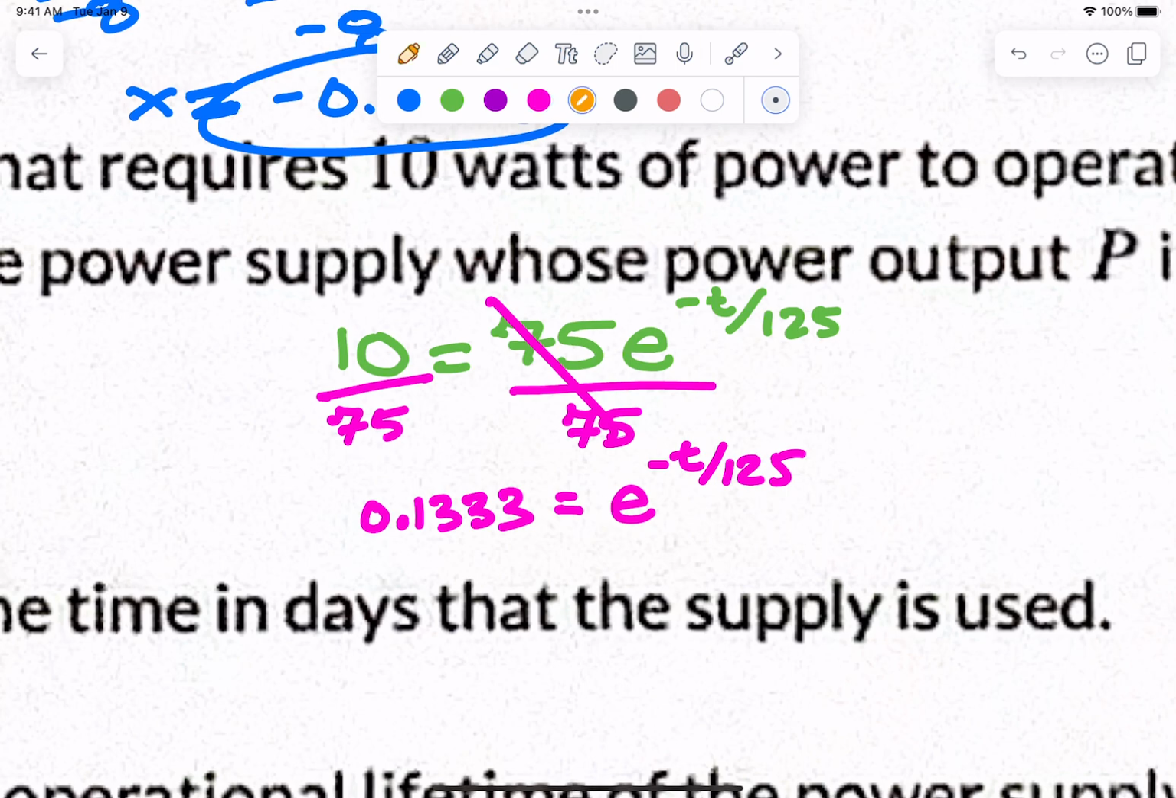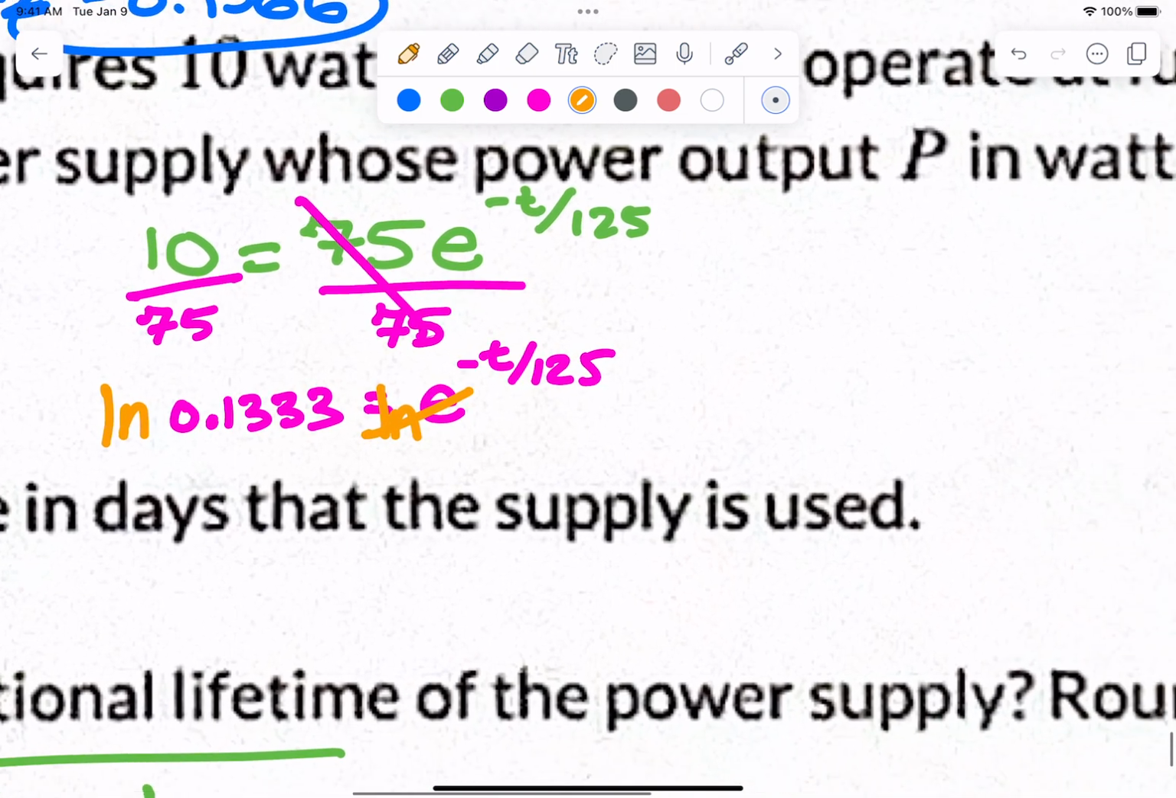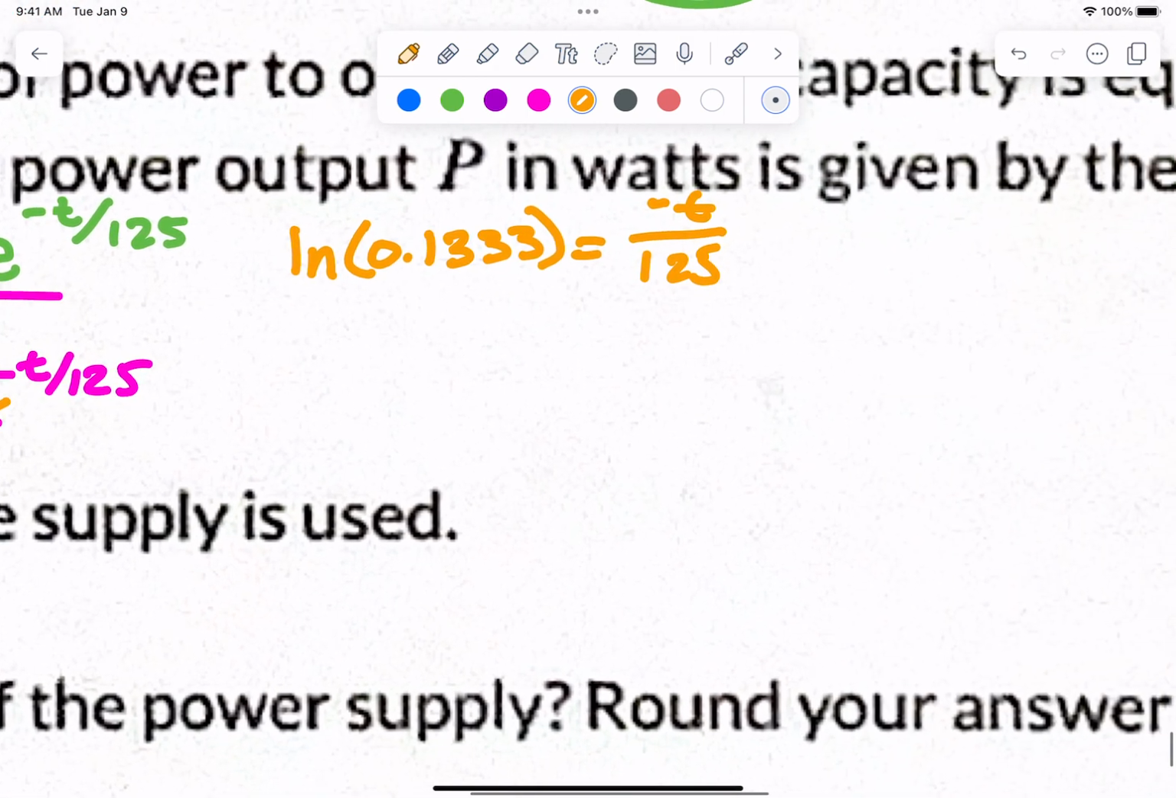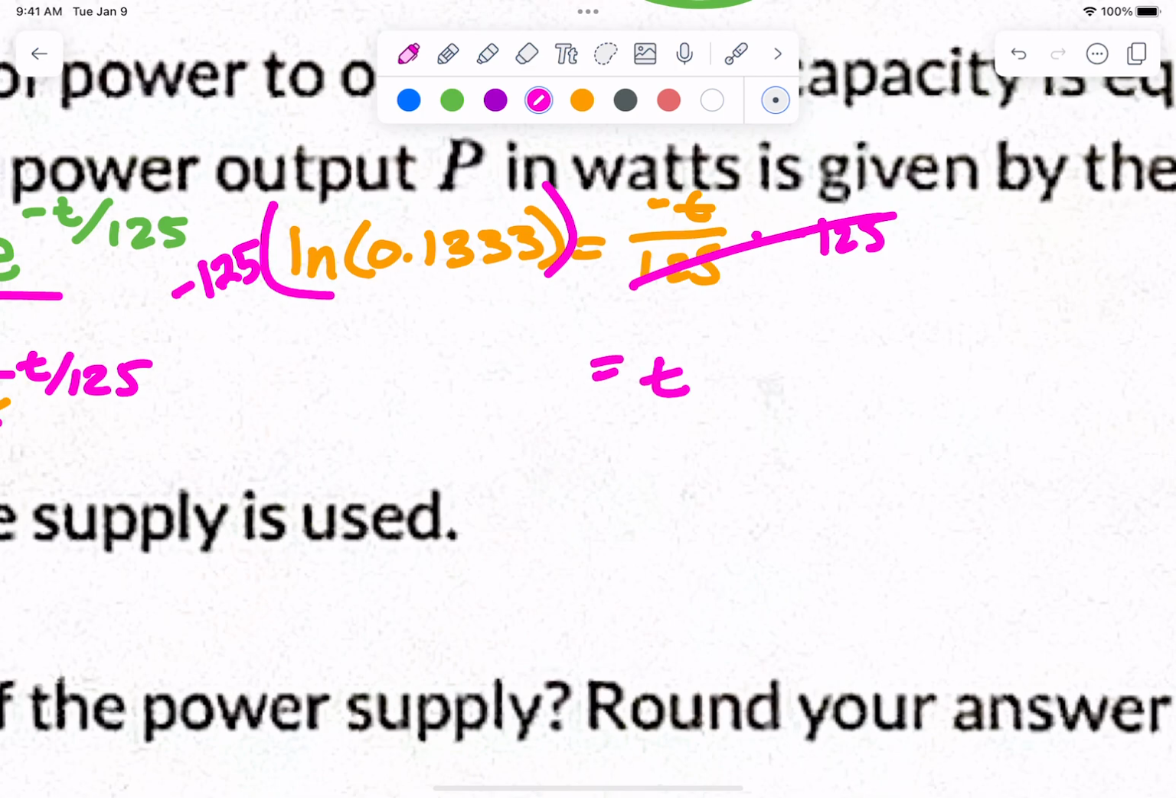Now we can ln both sides. ln, and the e cancels out. So I've got ln of 0.1333 equals negative T over 125. If you don't want to write all these steps down, you don't necessarily have to. Now what do I do to find T? Multiply by negative 125. T equals how much?